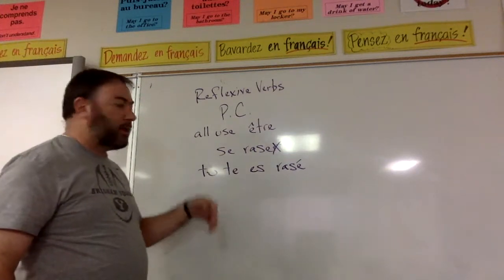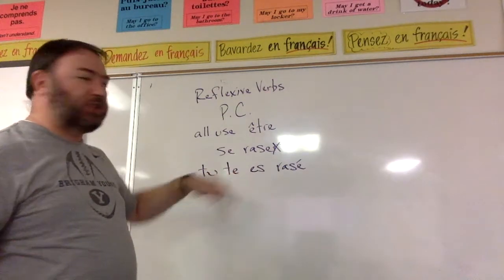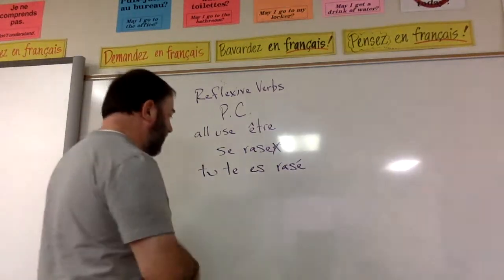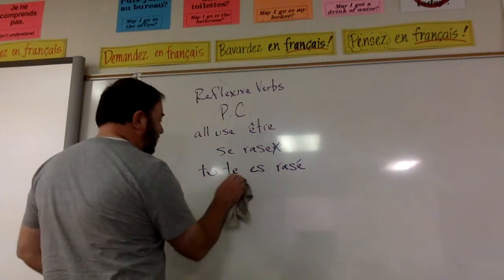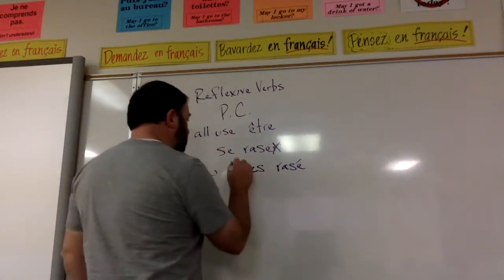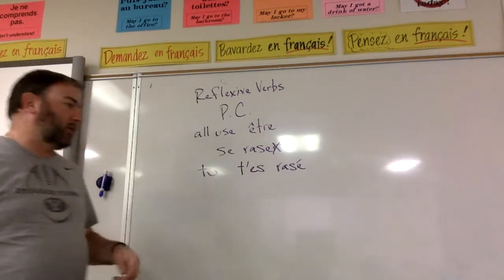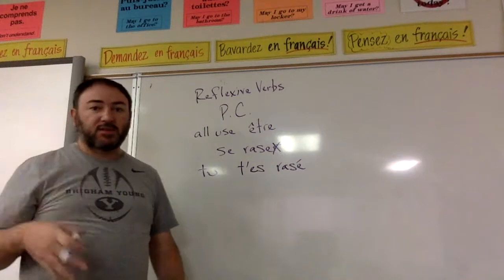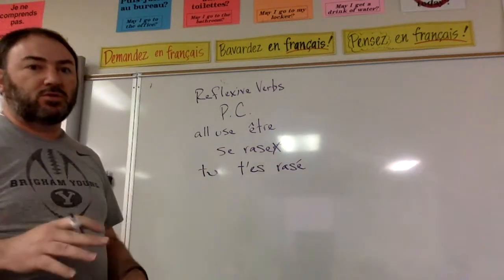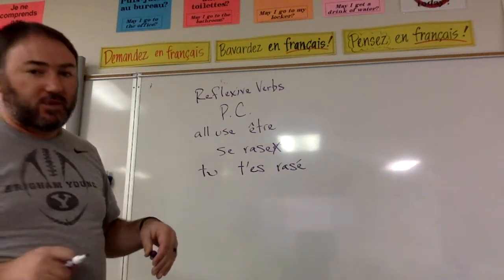Tu te es rasé. Now, as we look at this sentence, you see you've got two vowels next to each other. We remember that in French you can't have two vowels next to each other. So in this case, we get rid of this E right here. So it becomes tu t'es rasé, with the T apostrophe, et rasé. And that's how we conjugate it in past tense, in the passé composé. Remember, there's two verb tenses you use for past tense, but we're just talking about passé composé for this one right here.